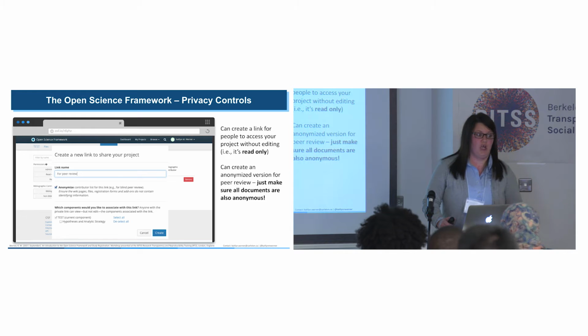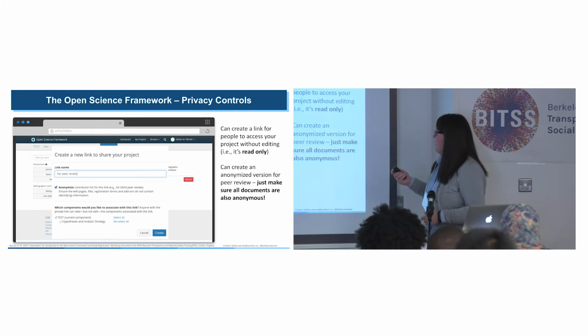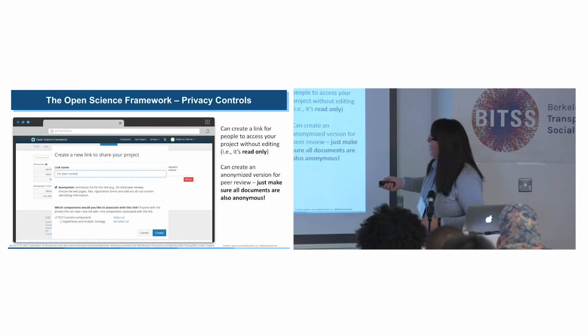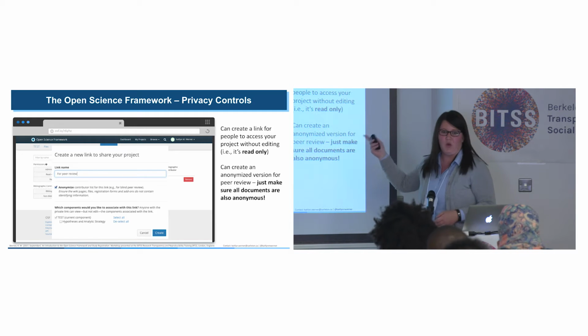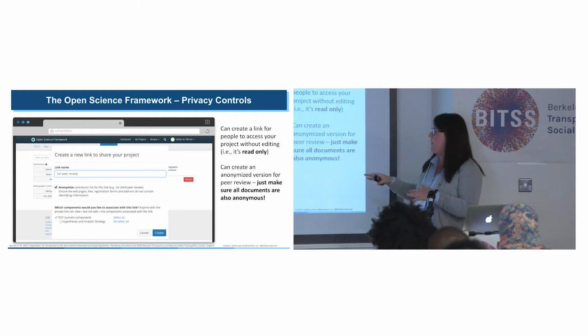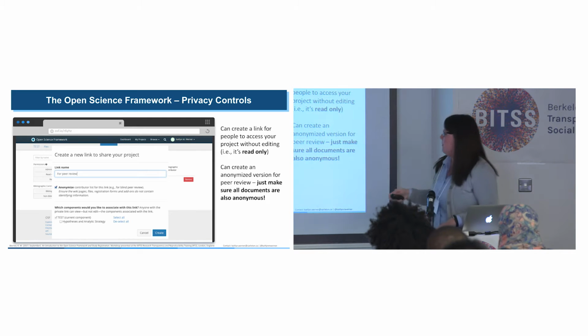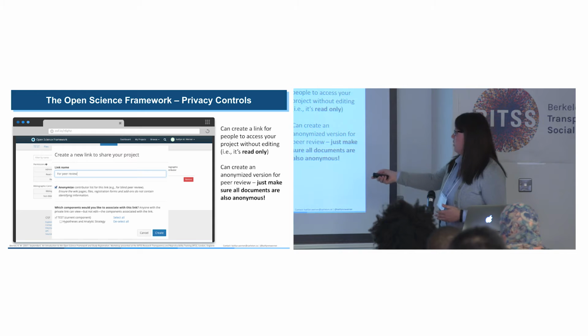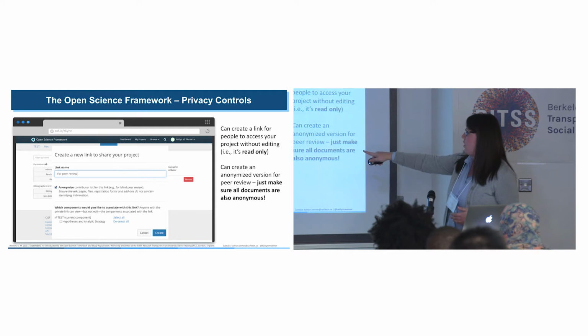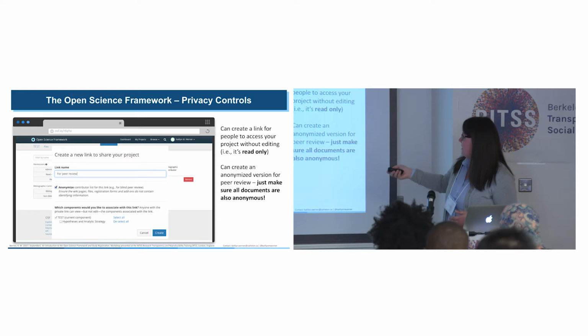anonymizes your project. If you go to contributors, there you can also add your co-authors. That's pretty intuitive, so I'll skip that bit. You just click add contributors and search for people. But if you want to create a view-only link that's anonymized, you click this section here. It says view-only links. And so you click add, and then this little box pops up.